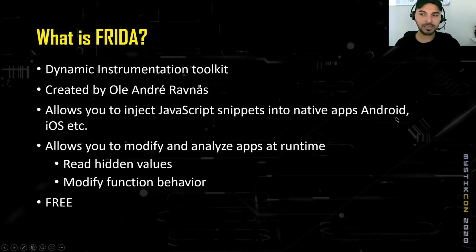FRIDA is a dynamic instrumentation tool written by Ole. He's maintaining it, and I think other people are maintaining it alongside him. The way you use FRIDA is with JavaScript. You can use JavaScript to inject your snippets into a running application. As I said, you could use this tool to instrument how the app is returning the values that its functions return. You could read those values, or you can change the value, which we will see in action shortly.